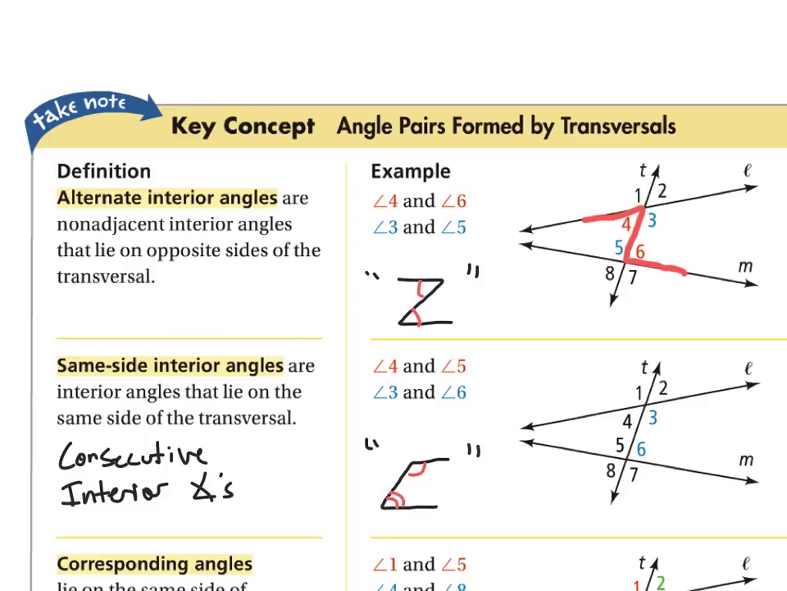So, like angle 3 and angle 6. They are on the same side of the transversal, and they are on the interior of lines M and L. So they're same side interior angles, just like angle 4 and angle 5 would be same side interior angles on the other side of the transversal.